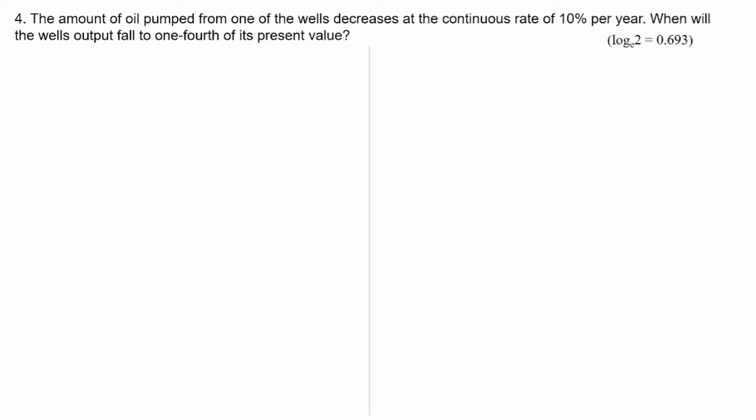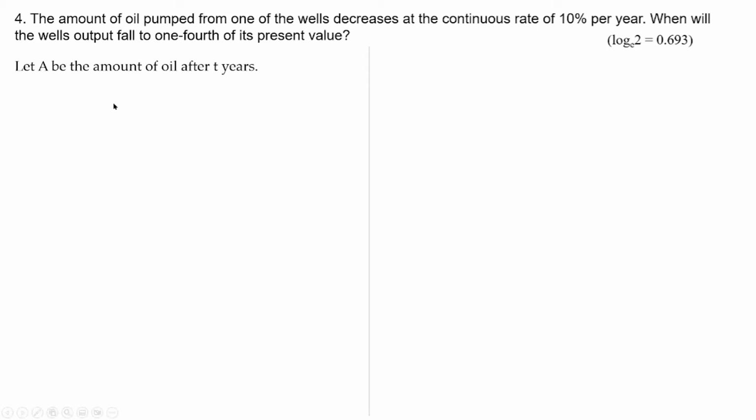Next question. The amount of oil which is pumped from one of the wells decreases at the continuous rate of 10% per year. When will the well's output fall to 1/4 of its present value? So here it is given the amount of oil pumped from one of the wells decreases at a continuous rate of 10% per year. So it is a decay model. We need to find the time in which the output will fall to 1/4 of its present value.